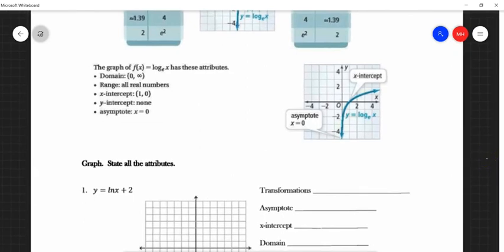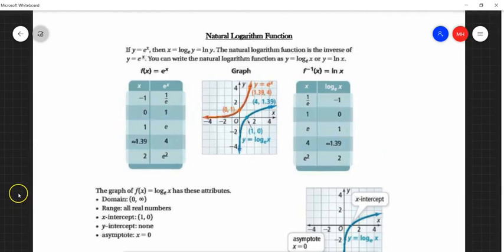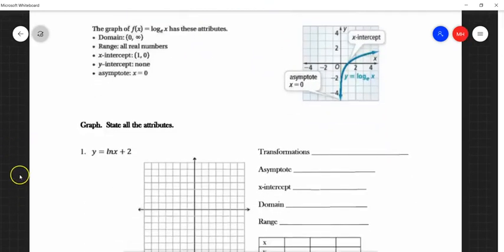So some basic information for our graph. The domain is 0 to infinity. The range is all real numbers. So this is for the parent function. The intercept is 1, 0. Our y-intercept, we don't have one. And for the asymptote, the equation is x equals 0. And this is still kind of following the same transformation rules from before.